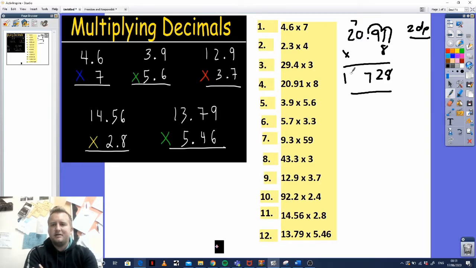Again, when you estimate, take away the decimal numbers, 20 times 8. 20 times 8, 20, 40, 60, 80, 100, 120, 140, 160. So it's going to be around 160. So it can't be 16,000. So that's the first thing, do the estimate.